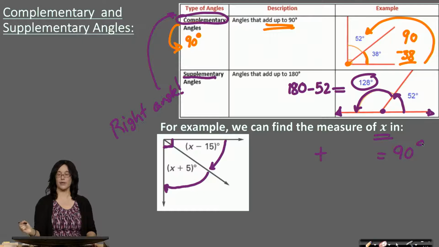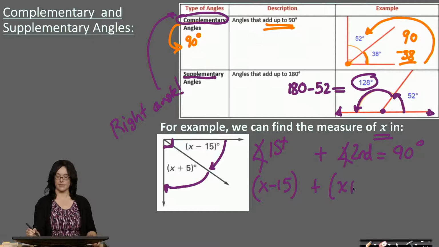So if we know that going into it, we could say our first angle, and I'll use the symbol we typically use for angle. It's that symbol here. So our first angle plus our second angle must add up to 90 degrees. But here they're representing the first angle as x minus 15. So I'll use parentheses there. And the second angle they're representing as x plus 5.